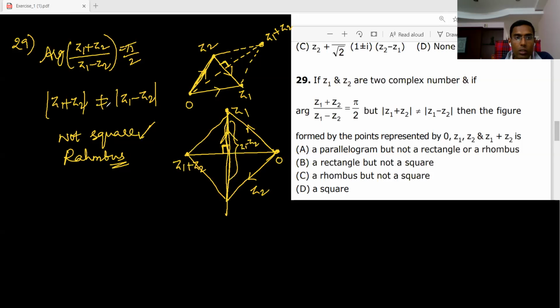Why is it not a square? Because I already said the diagonals are not equal. When the diagonals are not equal, this is the right diagram. So the diagonals are not equal, but they are perpendicular, therefore it must be a rhombus. So a rhombus but not a square is your answer. Rhombus.